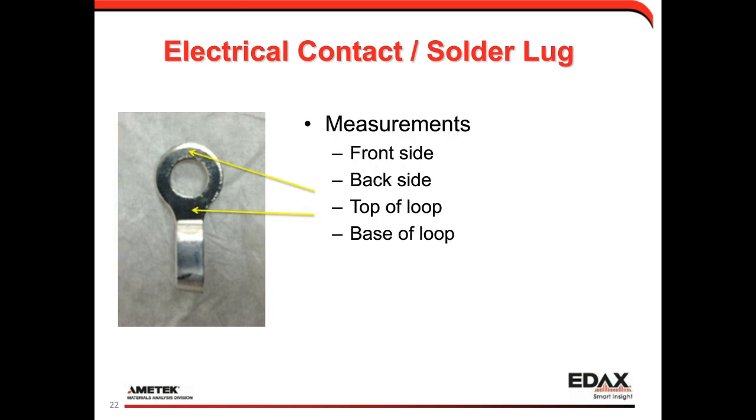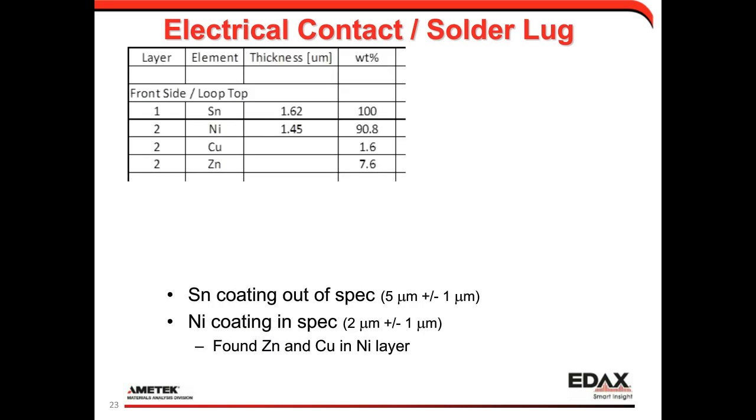Okay, so we measured the top of this loop, we measured the base of the loop, we measured the front side, the back side. To start off with, we look at the result measuring the front side at the top of the loop. The spec for the tin is 5 microns plus or minus 1. The spec for the nickel is 2 microns plus or minus 1. We see nickel is in spec, tin is out of spec.